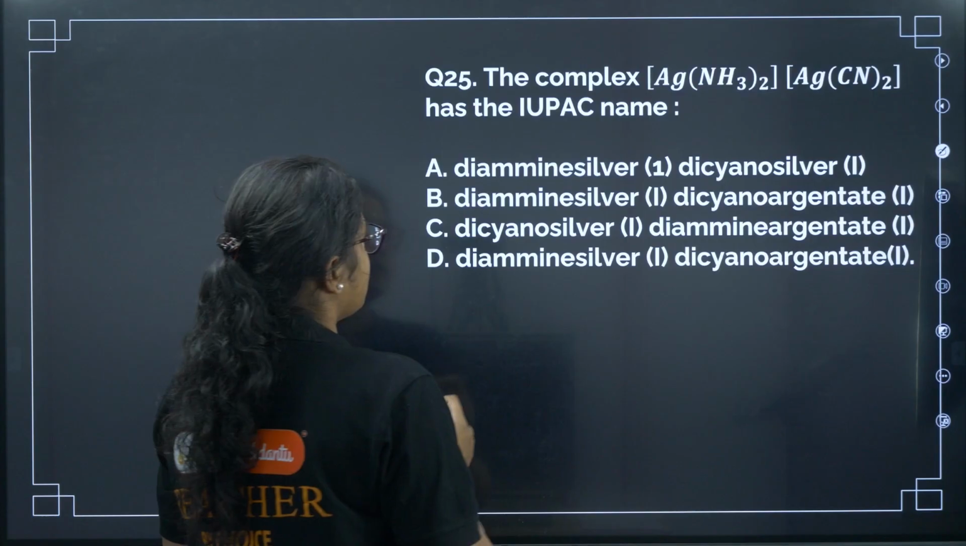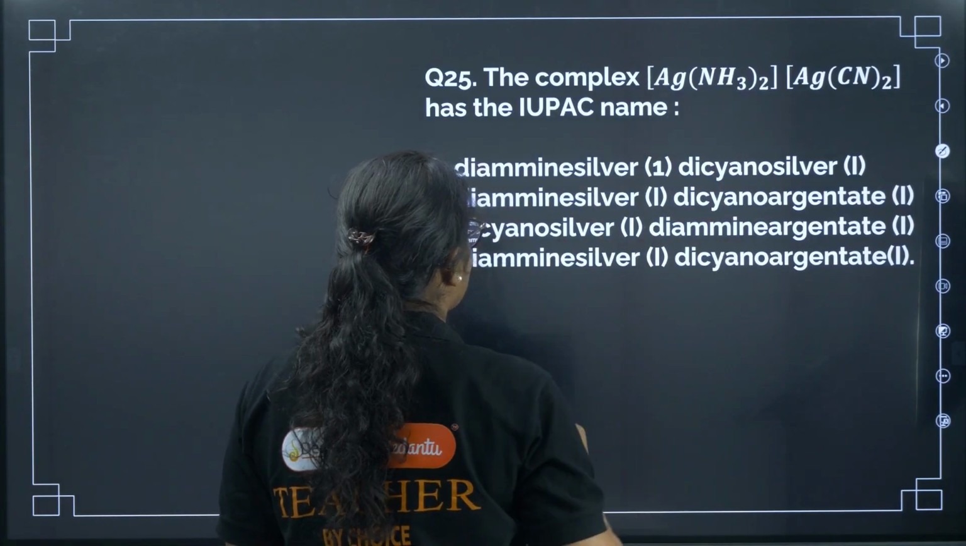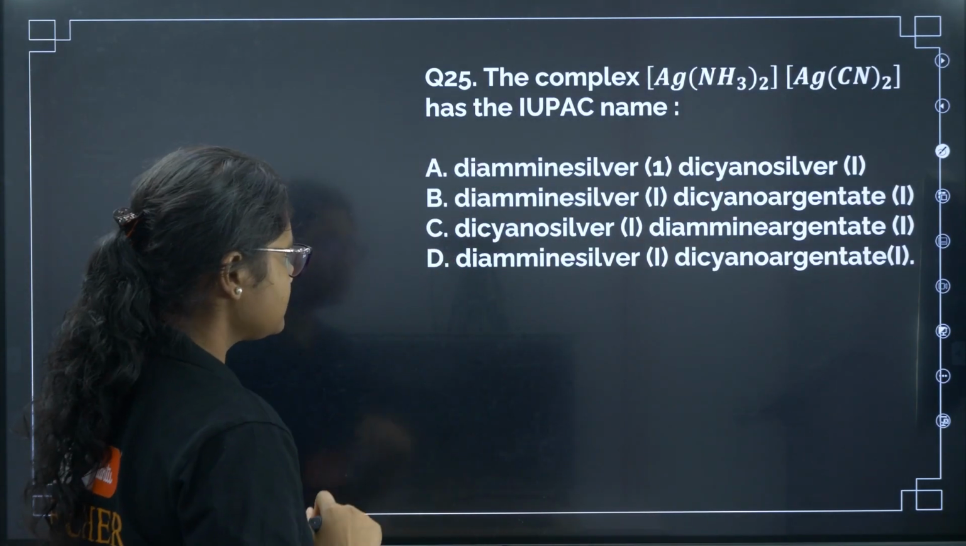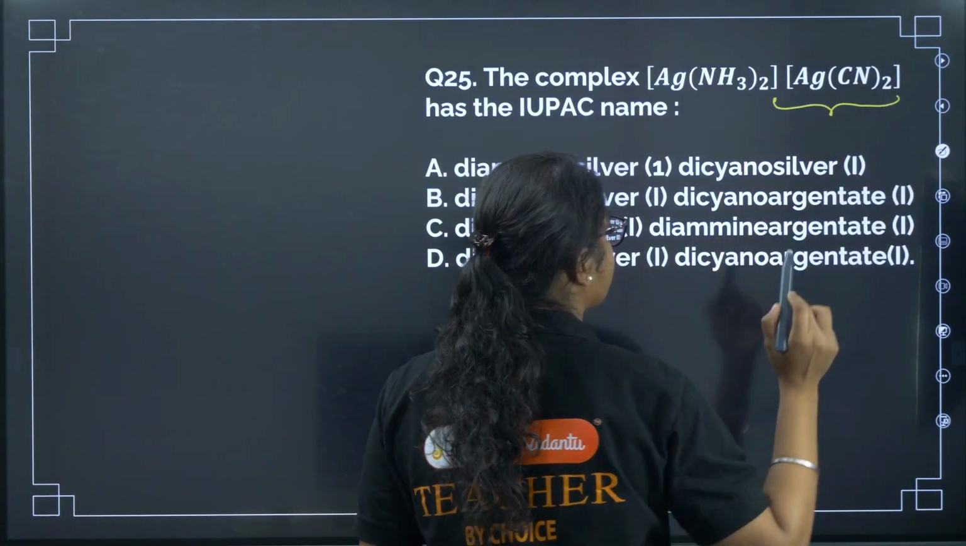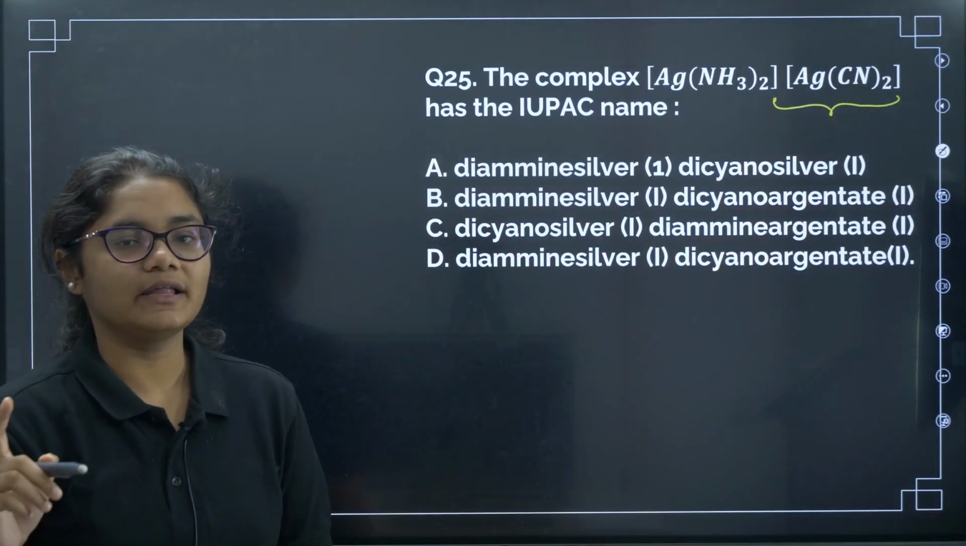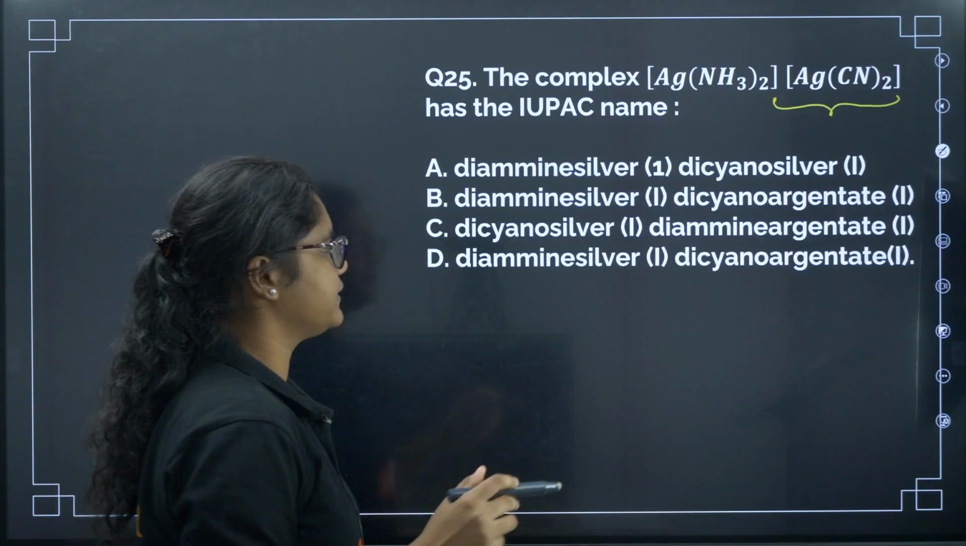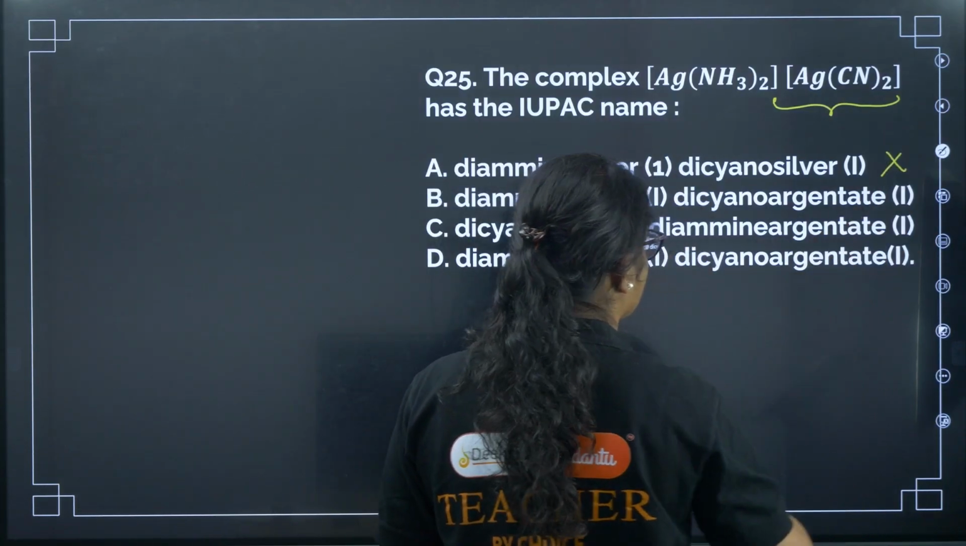Next, the complex is given, you have to find the IUPAC name. Okay. So first one, if you remember, this is a negative complex. For a negative complex, the name should end with the Latin name. So argentate should be there. So we can eliminate the first option.